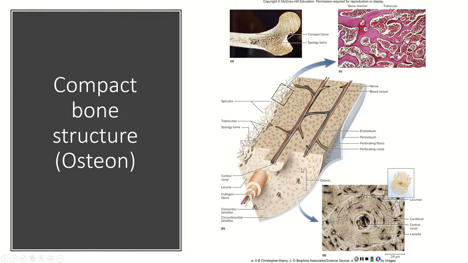So here we can see one of those large ring-like structures. Here's another one next to it. Here's another one. Here's one that's been pulled out so we can see the layers. Each of these large ring-like structures is called an osteon, or sometimes a Haversian system. An osteon, or Haversian system, is the structural unit of compact bone.